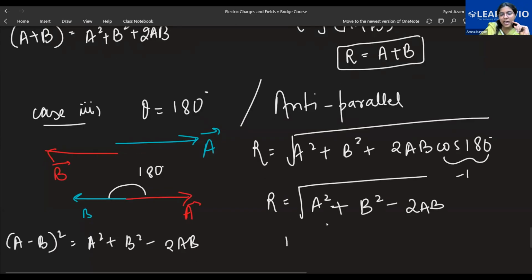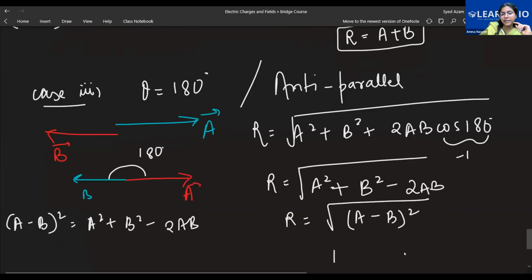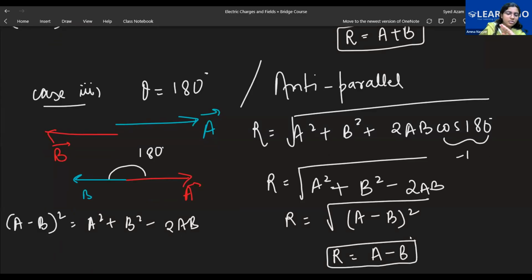So r will be under root a minus b whole square. So r can be written as a minus b. It means if you see two vectors in exactly opposite directions, just subtract them. Clear? Yes, ma'am. Okay, just write down.